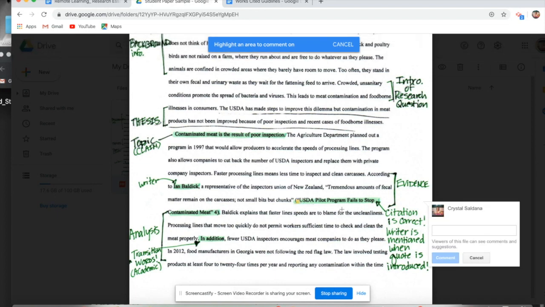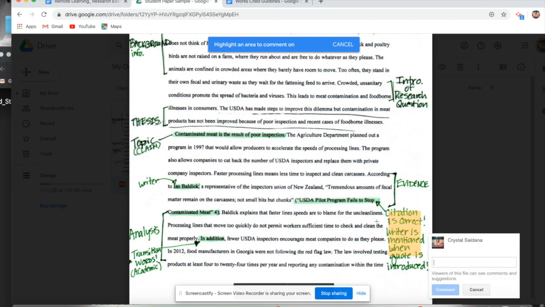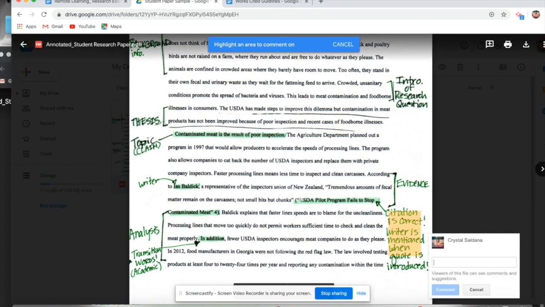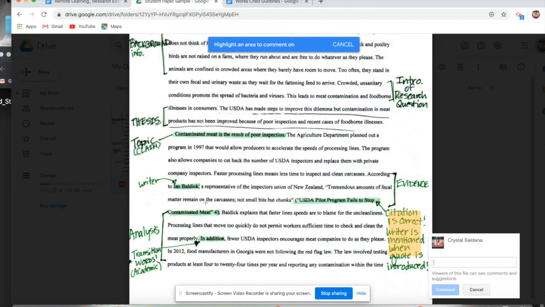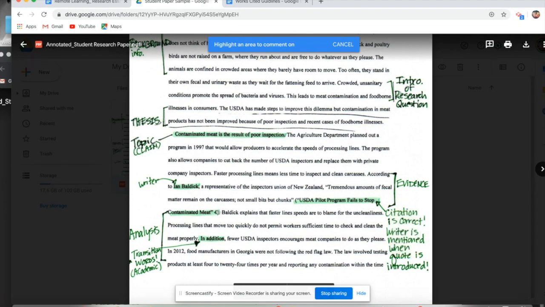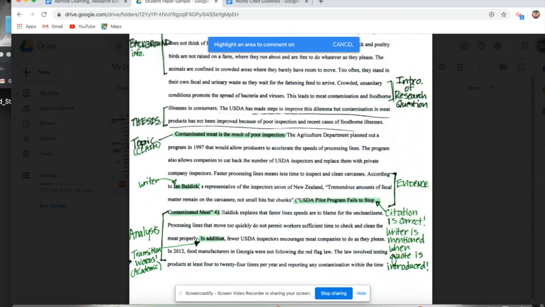And she put, notice how I put a little note, "citation is correct," because she put it in quotes, "USDA pilot program." She put the title, and then there's none of this "page." We know it's a page. You don't write "page." So the MLA citation rule is you just put the number. Okay. Please, please, please follow her sample.